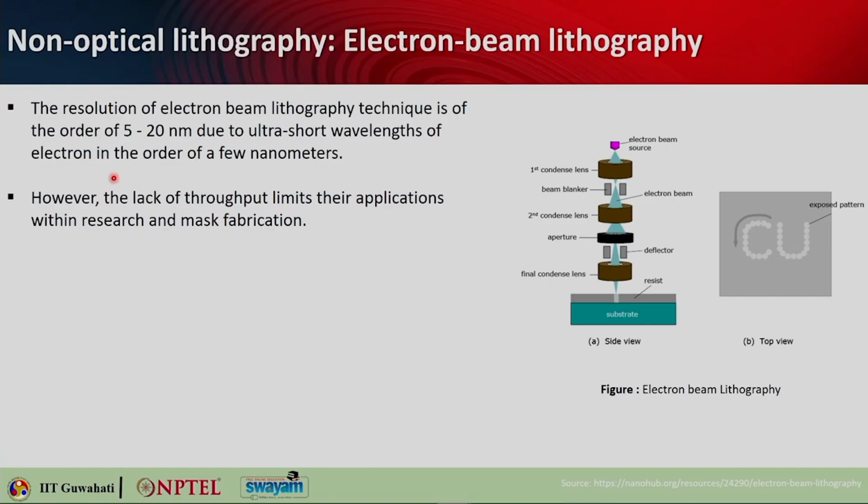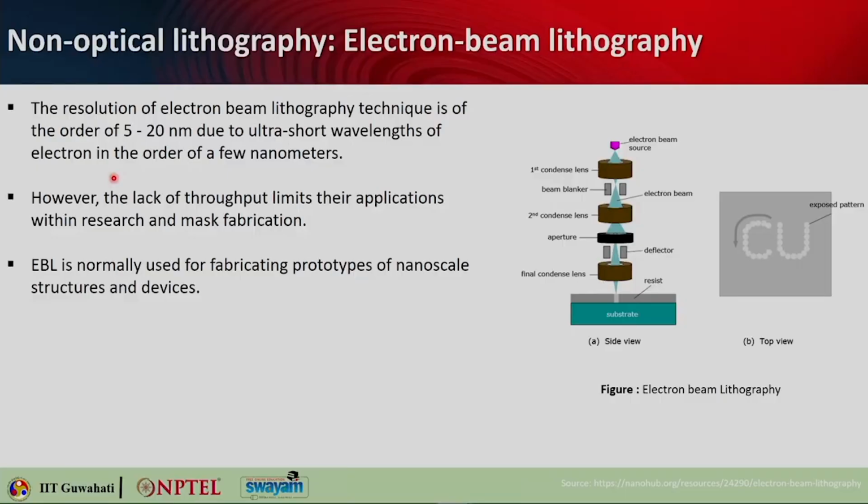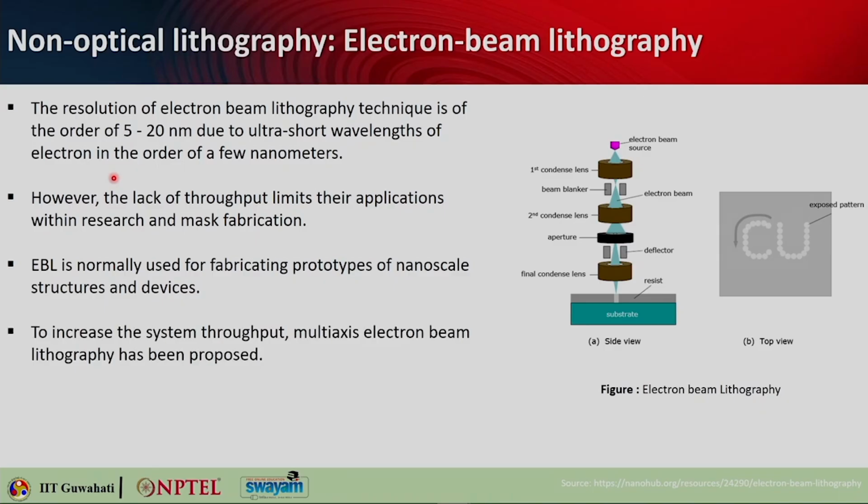So, you do not actually see large scale fabrication using e-beam lithography. E-beam lithography is normally used for fabricating prototypes of nanoscale structures and devices, and every good research institution in the world has an e-beam lithography setup where researchers can fabricate this kind of nanoscale devices and test their prototypes. To increase the system throughput, multi-axis electron beam lithography has been proposed, but only once the throughput increases can it go to mass fabrication, large fabrication scales.